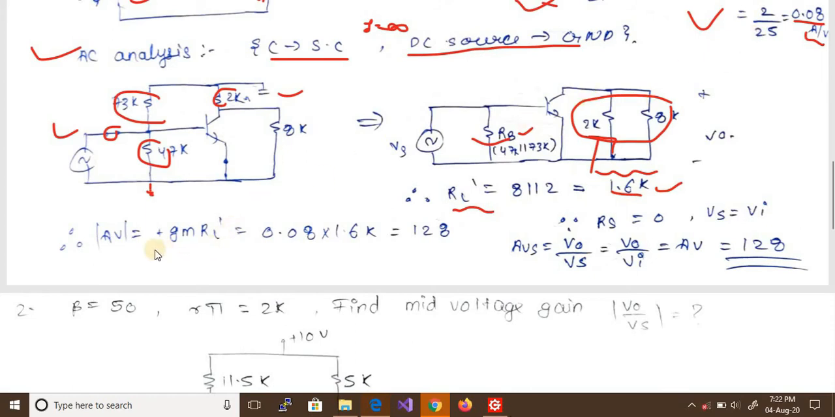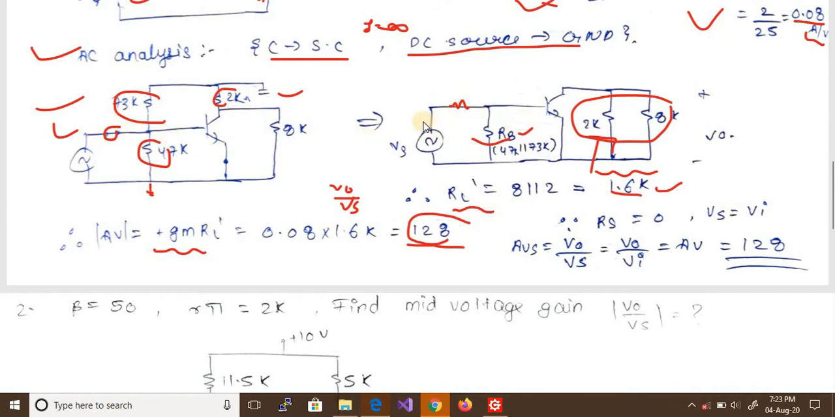If you put all this into this formula, you will get 0.08 multiplied by 1.6k is equal to 128. So this is your internal voltage gain, but the question is about VO by VS, basically overall voltage gain. So here you have to use your AC analysis circuit only. Here you can see we don't have any RS here.